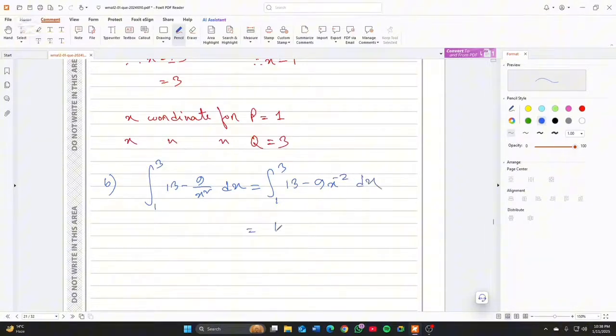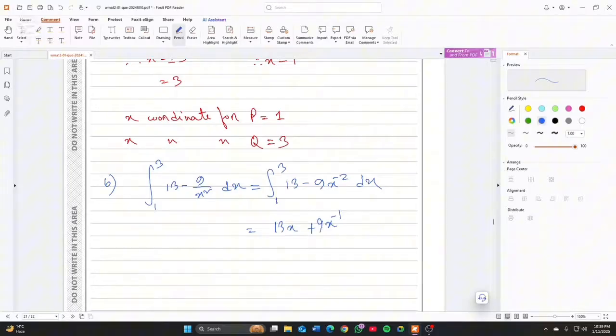Now this is actually 13x. The integration will be minus 9, x to the power of minus 2 plus 1, which is x to the power of minus 1, and the denominator would be minus 2 plus 1, which is minus 1, which is why we wrote plus. So we don't need anything for the denominator.